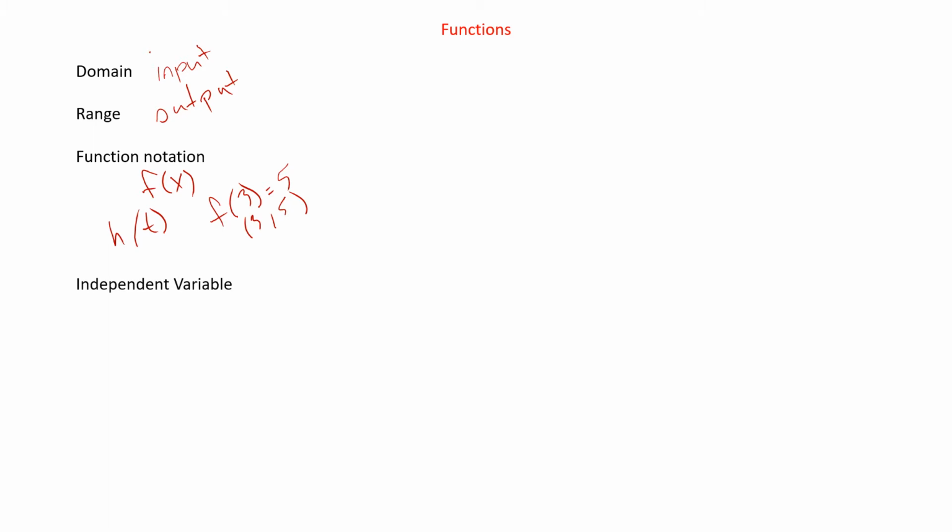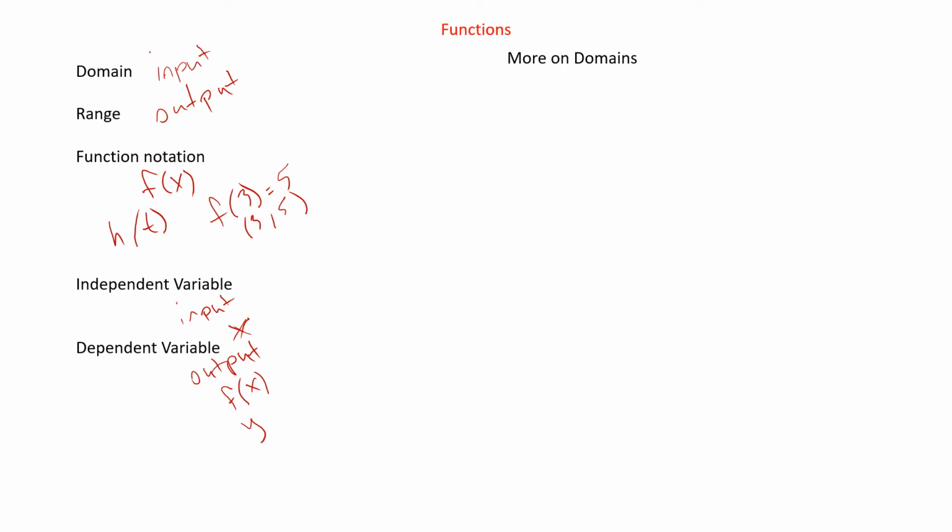The independent variable is the input. It's what the domain describes. It's generally the x, or whatever would be in that x, the horizontal axis. And then the dependent variable is the one that depends on the independent variable. That would be the output, which is f of x, or y, or the height. And so we have those.